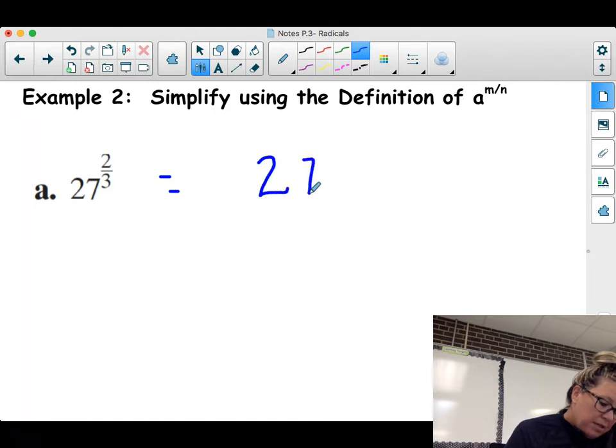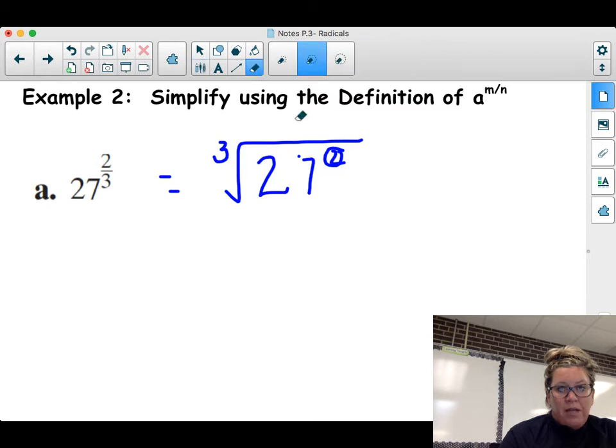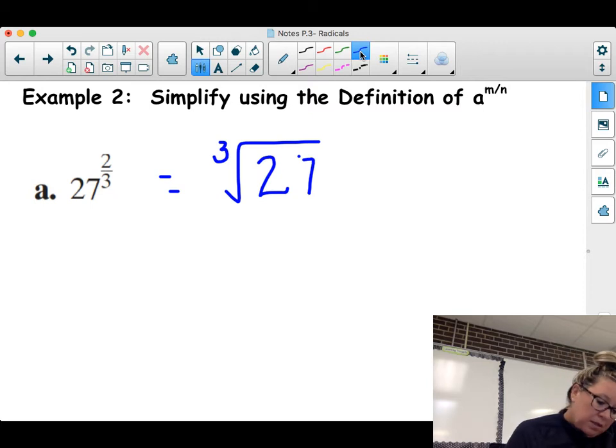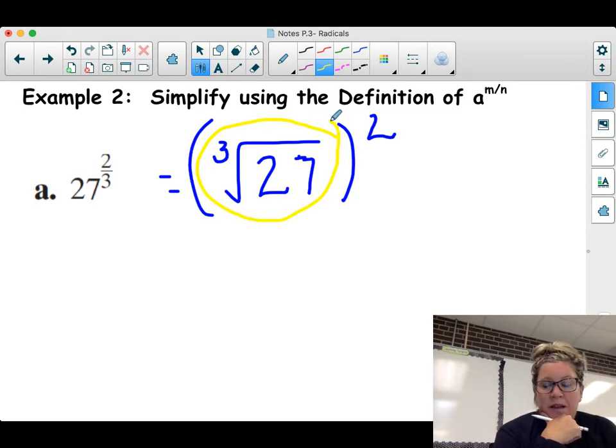27 squared, and then your index is 3. Now that 2 can be underneath or it can be outside, and I'm going to make it outside, and you'll see what's going to happen here in a minute. So that 27, and then it's going to be squared. We're going to work in the innermost parentheses first. Can we reduce that cube root of 27? Yes. The cube root of 27 is 3 because 27 is a perfect cube.